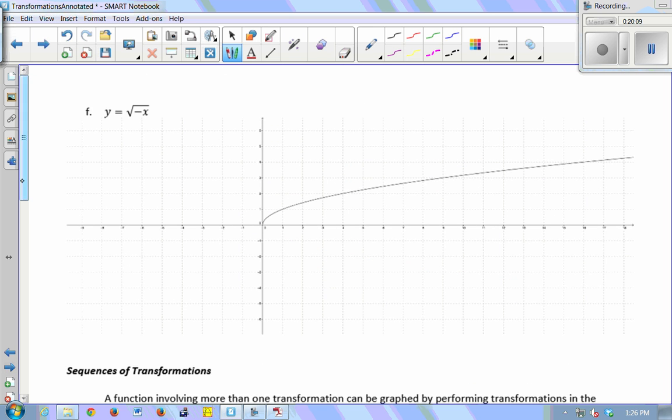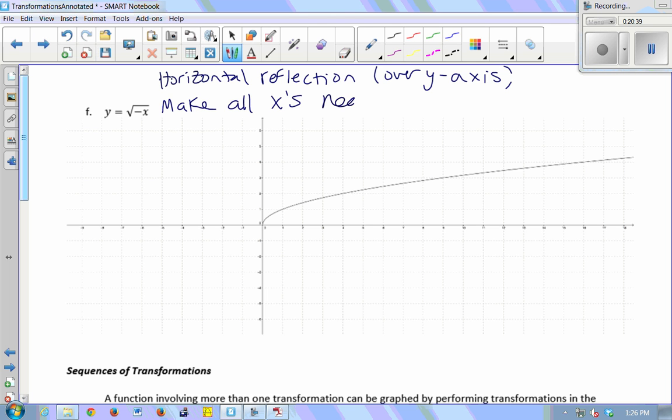Okay, last one. That negative, is that inside or outside? Inside, which means we have a horizontal reflection. So if you think about what a horizontal reflection would look like, it would be over the y-axis. Yes, which means make all the x's negative. Good. So 0, 0 will stay where it is because the opposite of 0 is still 0. 1, 1, 4, 2, 9, 3.